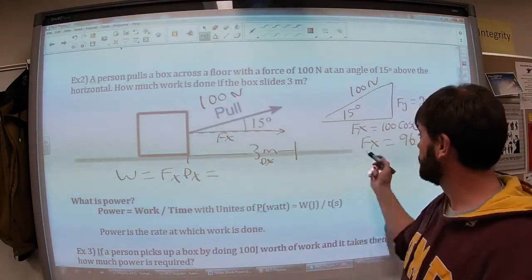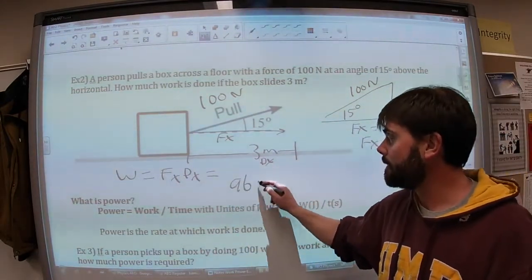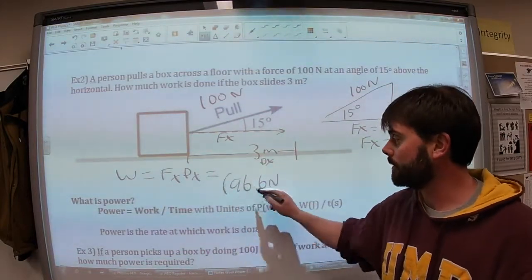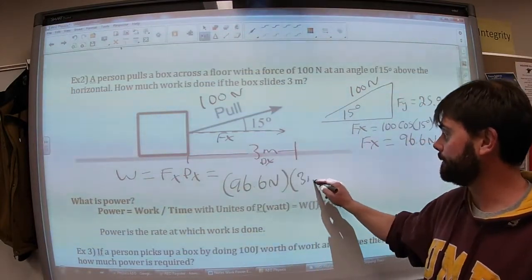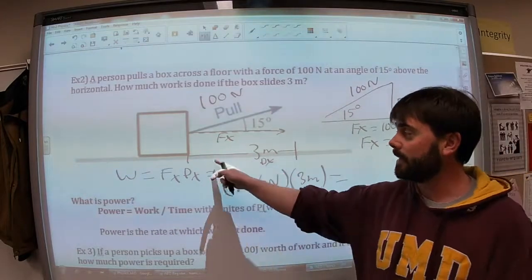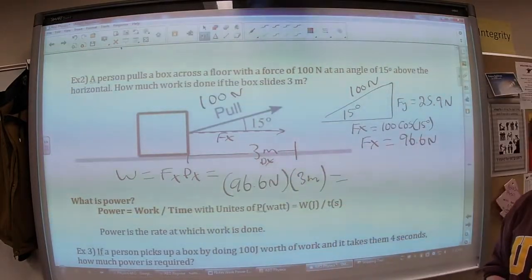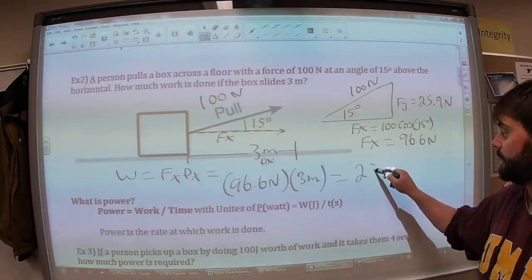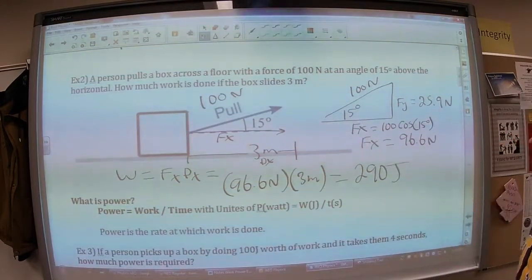So I'm going to use my 96.6 newtons, and I'm going to multiply it simply by the 3 meters that the box travels in this direction. So now that they're going in the same direction, we can simply say that we got 290 joules worth of work that was actually put into it. Okay?